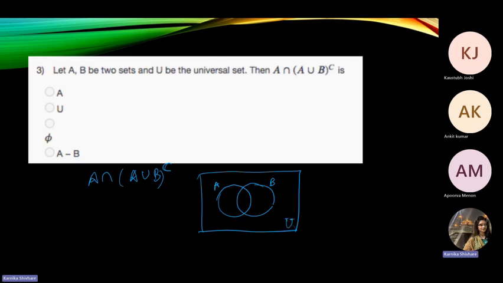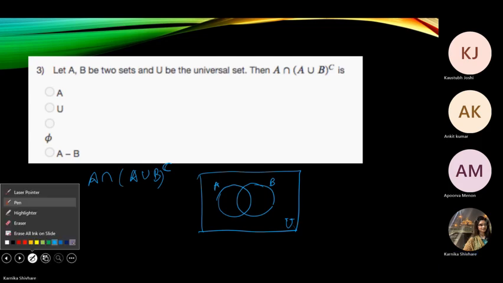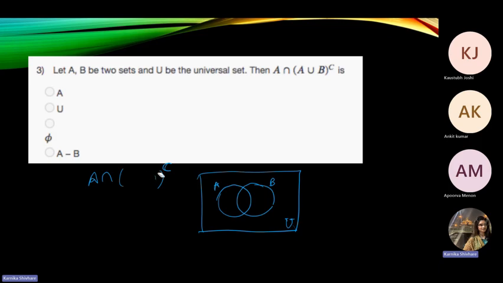Then A union B. What is A union B? This is A union B, all elements taken once, right? Now they are saying the complement of A union B. The complement means everything which is not part of this purple or violet line, right? So this is all A union B, the complement.